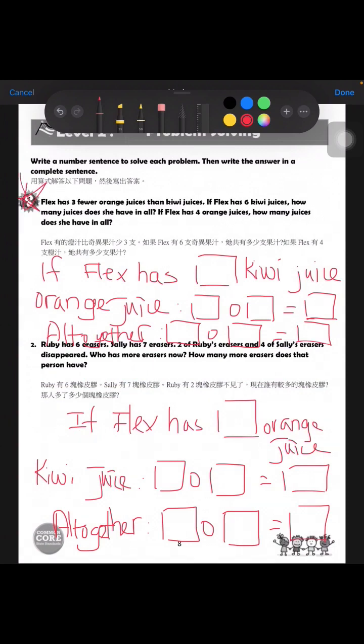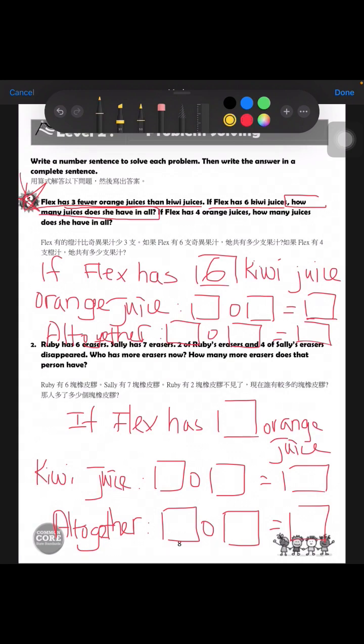So there is a girl named Flex, and she has some bottles of fruit juice. Flex has 3 fewer orange juices than kiwi juices. If Flex has 6 kiwi juices, so the question is, how many juices does she have in all? So let's try solving this question first. If Flex has 6 kiwi juices, so how many orange juices does she have?